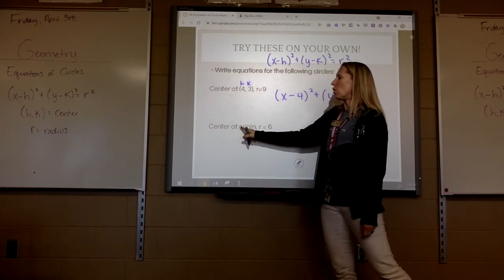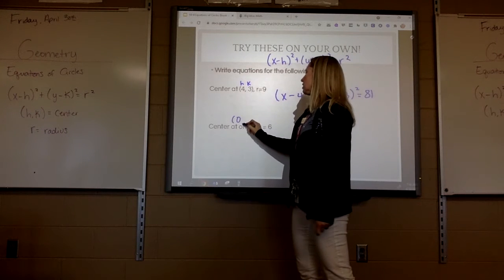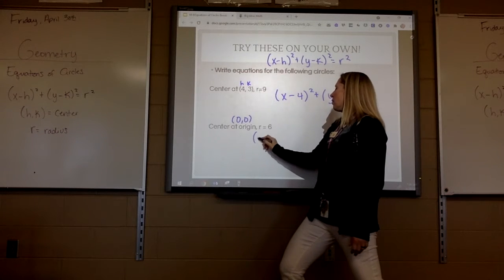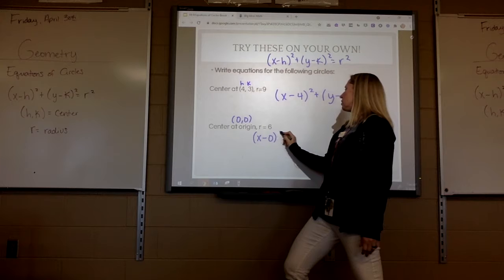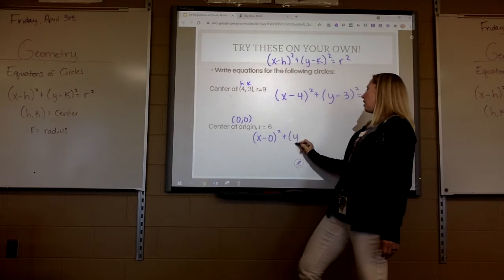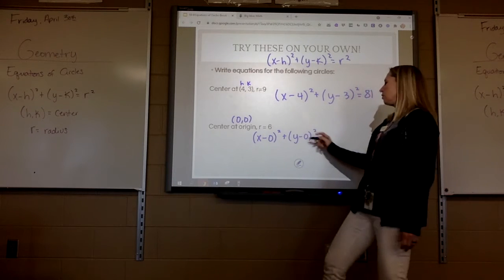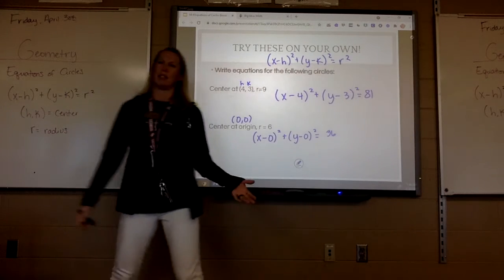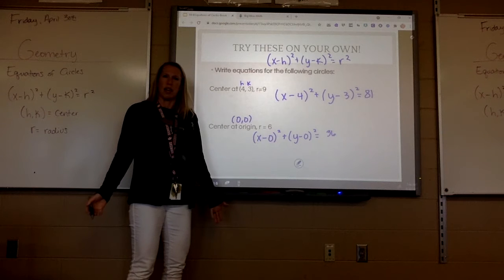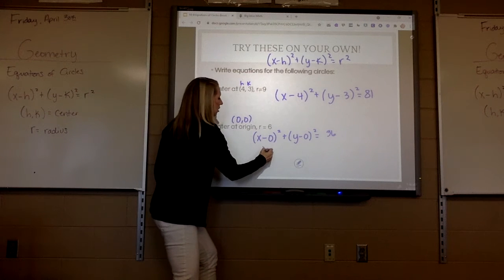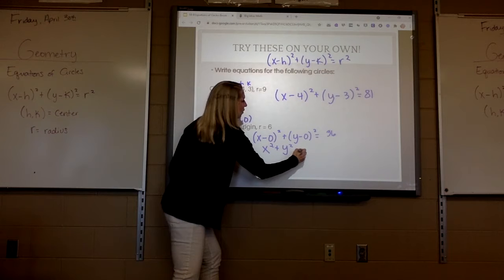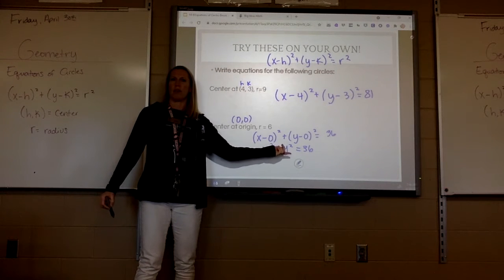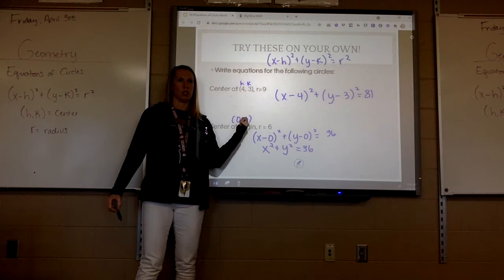If the center is at the origin, do you guys know that the origin is 0, 0? So if I were to write it out, I would have x minus 0 squared plus y minus 0 squared equals 6 squared, which is 36. But did you know if you just subtract 0, like x minus 0 is really just x, right? So in the big ideas, it'll look like this: x squared plus y squared equals 36. So it just won't have the minus 0. So that means it's just at the origin, 0, 0.